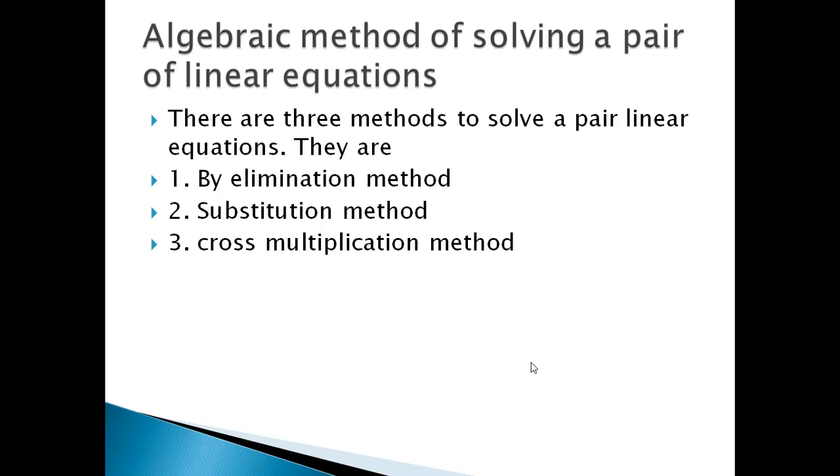So, there are three types of methods of solving a pair of linear equations. One is elimination method, another one is substitution method, third one is cross multiplication method. These are three types of algebraic method of solving a pair of linear equations. Graphical method is one method and algebraic method is three types. One is elimination method, substitution method and cross multiplication method. So here we have to concentrate only on the elimination method. That is a very simple method for you.